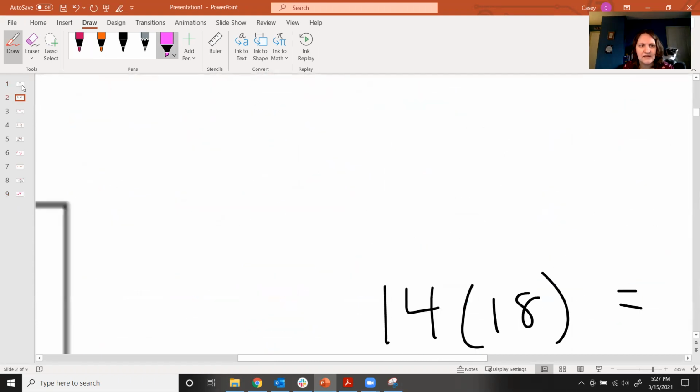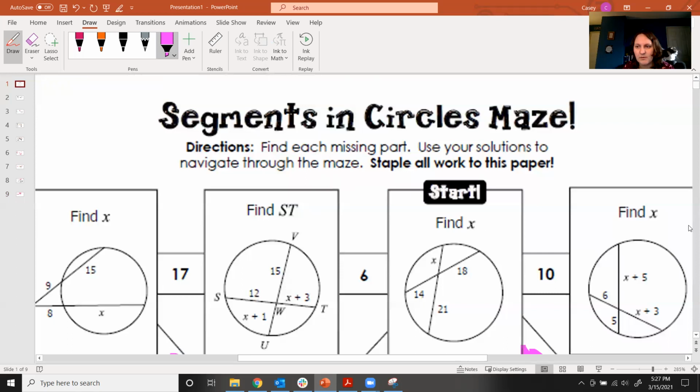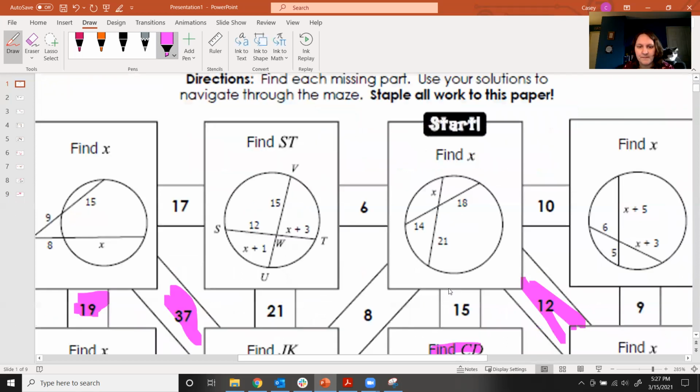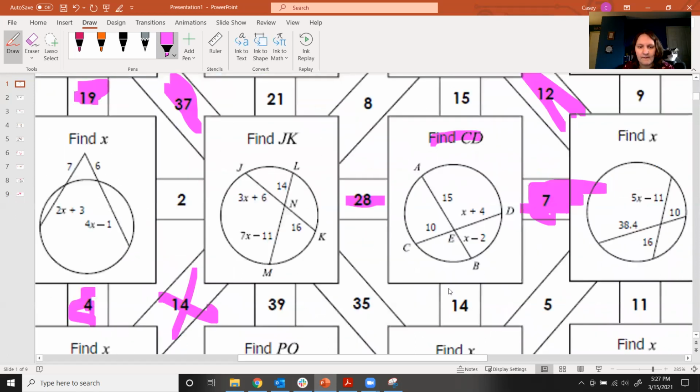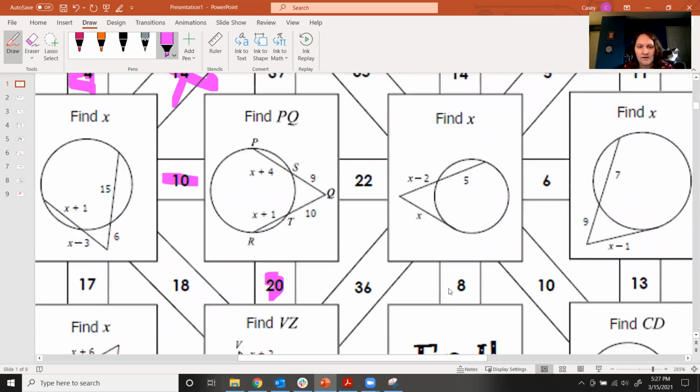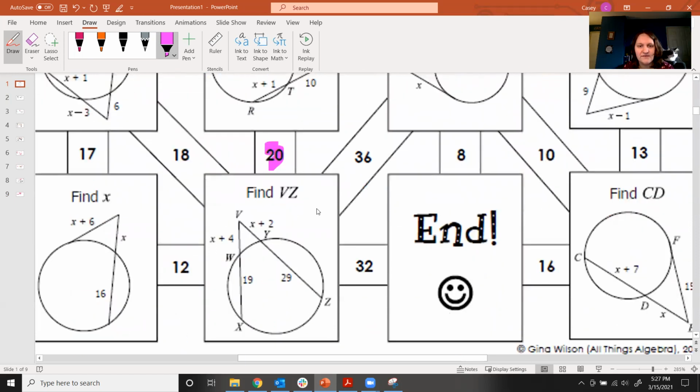We are going to find the length of VZ. Somehow my PowerPoint keeps skipping around on me. There it is. Let's find the length of VZ. Try this one now.